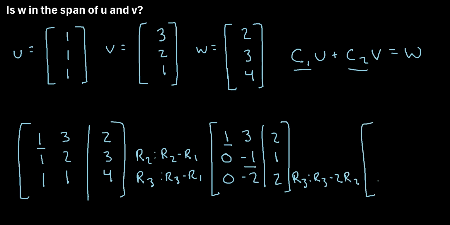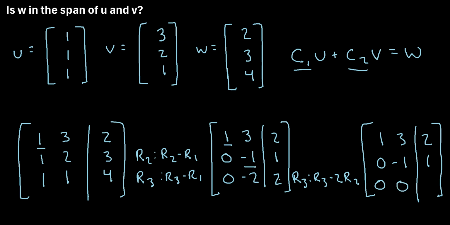So let's see what we get. The first row doesn't change at all. We'll just write those values. And the second row doesn't change at all, so we'll rewrite those values. Now in the third row, we get 0 minus 2 times 0, that's 0. Negative 2 minus 2 times negative 1, that's negative 2 plus 2, that's 0. And then we get 2 minus 2 times 1, so that's 2 minus 2, which is also a 0. So this matrix is now in row echelon form.